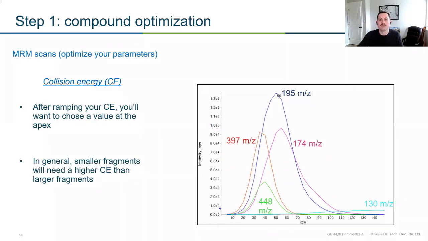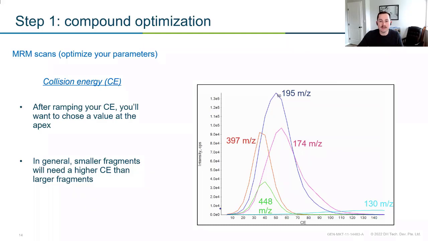So we've written down our declustering potential. That's going to be the same for all of our fragments. We chose 150. Now we're going to go ahead and ramp that collision energy. So when we ramp the collision energy, we're going to ramp it for each one of the MRM transitions or each one of those fragments, each MRM experiment individually. And typically we'll ramp it somewhere from 5 volts up to 150. And when we do that, what you usually see is that things with smaller fragments require a little bit higher collision energy. It's not always true, but it's a good rule of thumb.